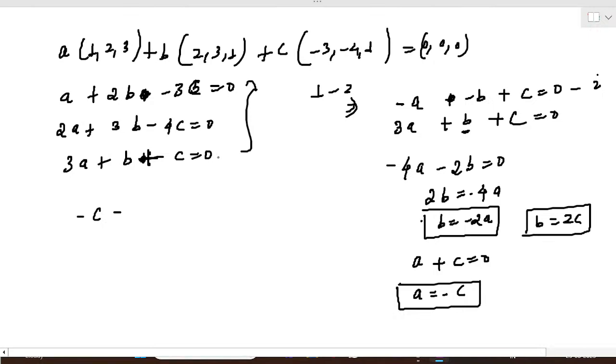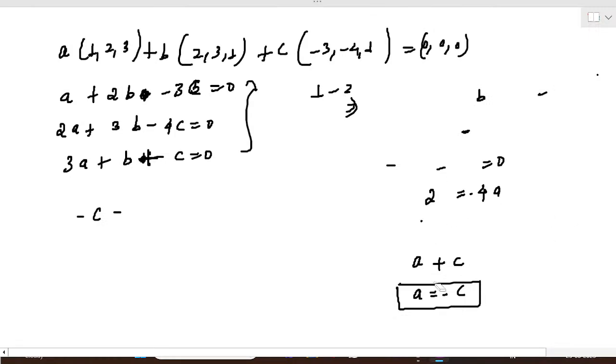I have made some mistake again. See, I'll do one thing. It's better to solve it separately. Otherwise, there would be some mistake that would be left. Okay, so you just extract these things.